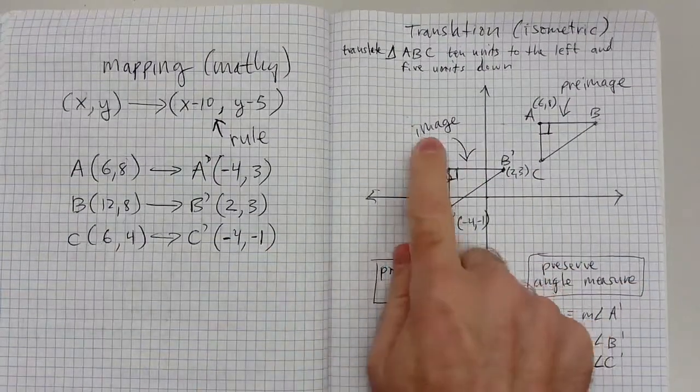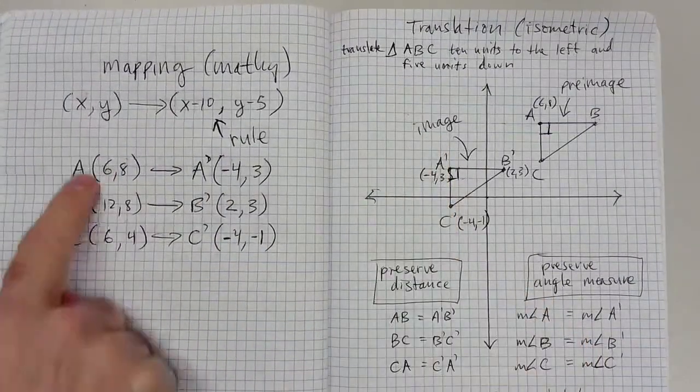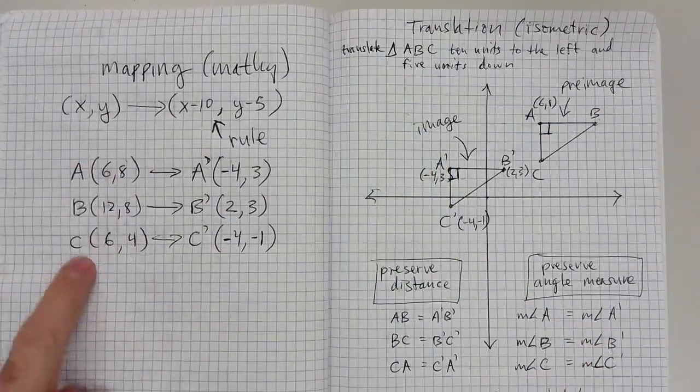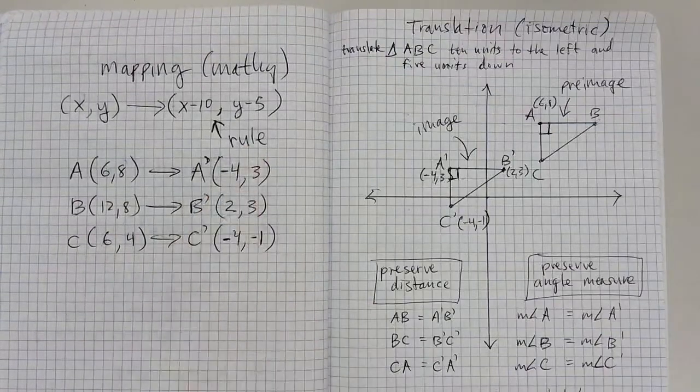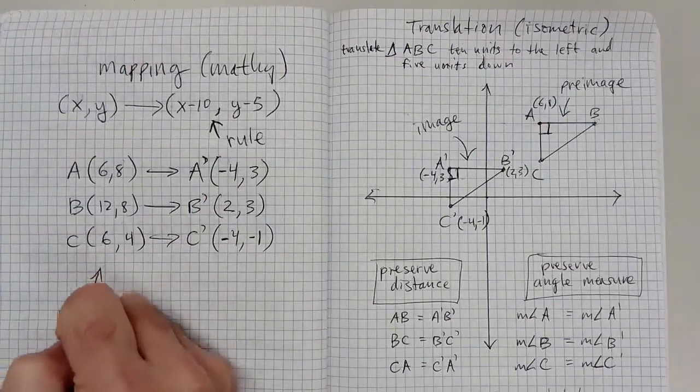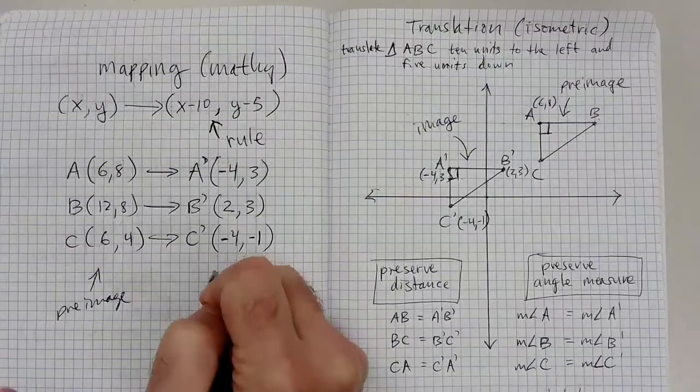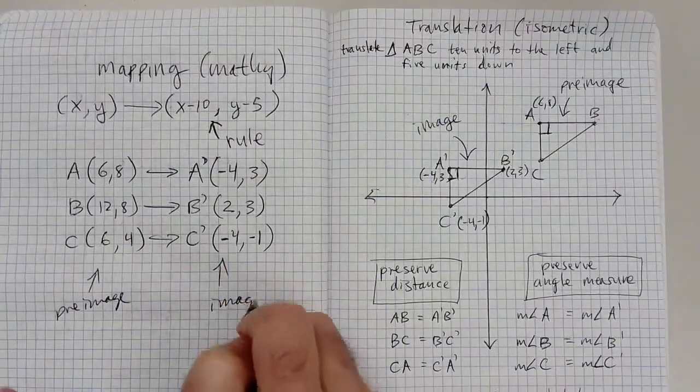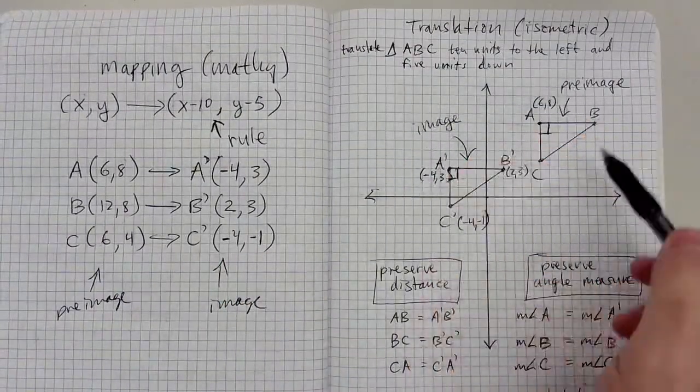We get the image. This would be our pre-image, right? These are the vertices of our pre-image. These are vertices of our image. So this is pre-image in our mathy way, and this is our image. Okay? When we see it on the coordinate plane, it looks like this.